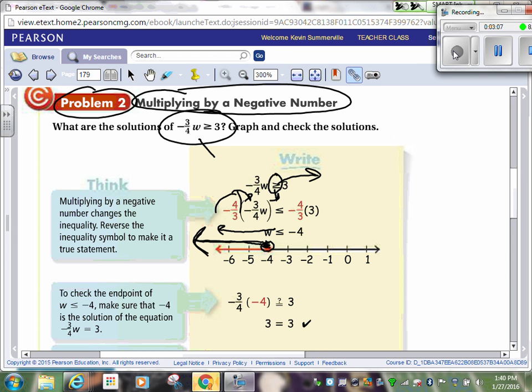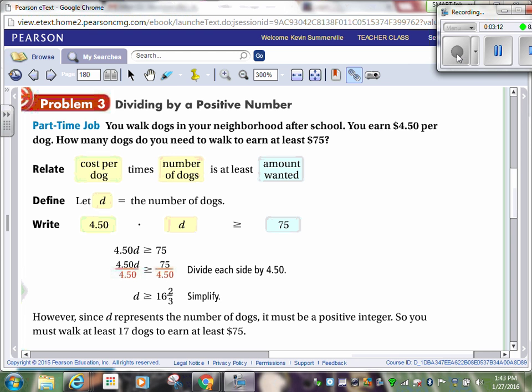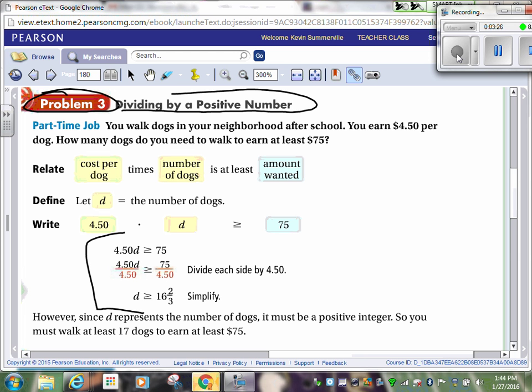Let's take a look at problem number 3. Okay, looking at problem 3, we're dividing by a positive number. I'm going to jump down to this part right here, just to explain what you do when you multiply by a positive number. Again, we have 4.5. I'm going to rewrite it here so you can see a little bit better. 4.5D is greater than or equal to 75.